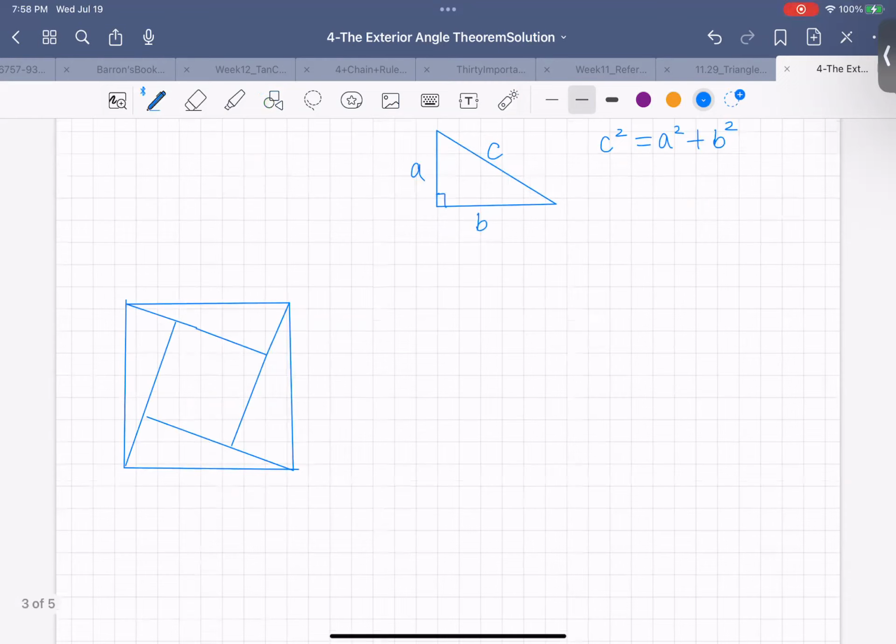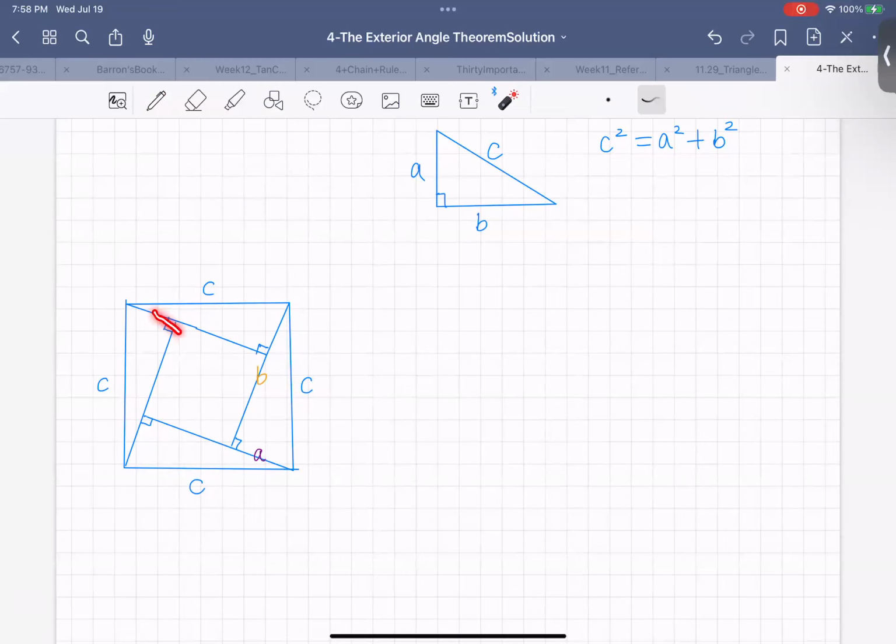So here, each of these four triangles is a right triangle. And the longest side is this C, side C. And the shortest one is length A. And the longest, the hypotenuse, is C. And the middle one is B.